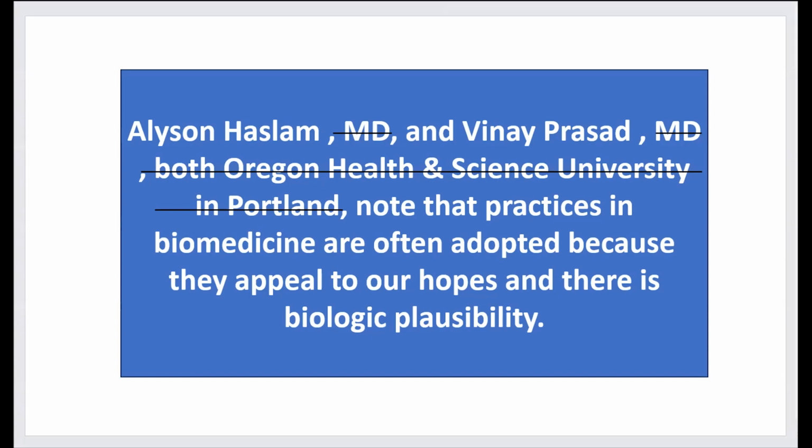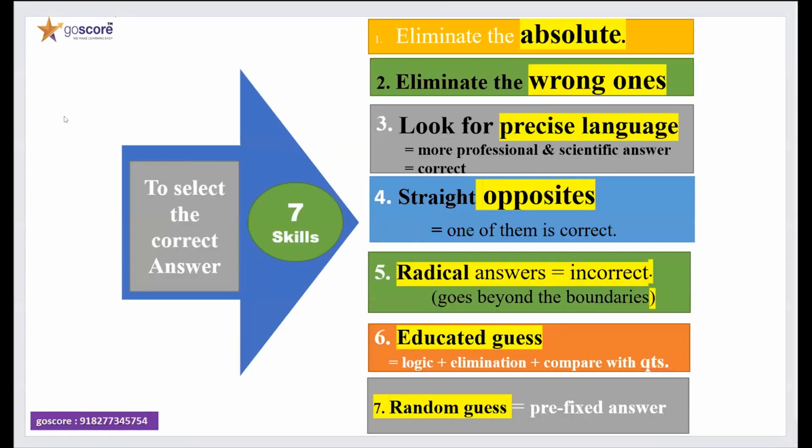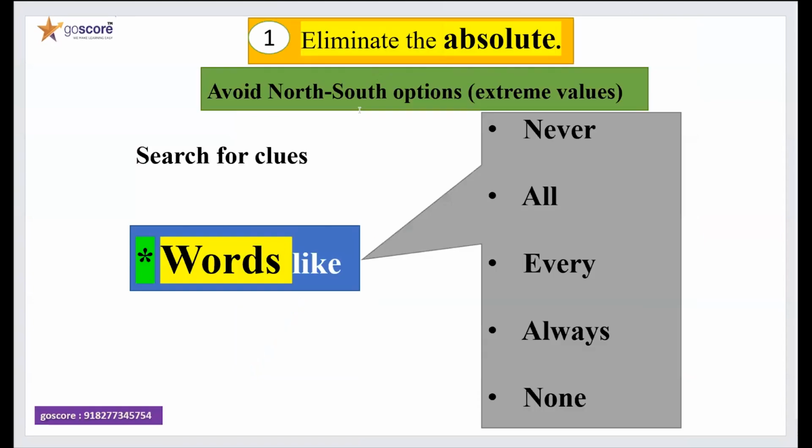Now we are moving to elimination skills. So everybody will tell you that you need to eliminate the wrong answers. But how to eliminate the wrong answers? It is important, right? So we have 7 skills regarding the elimination strategies. The first strategy: eliminate the absolutes. Okay. What is an absolute? Absolutes are our north-south options. That means extreme values. Words like never, all, every, always, and none.